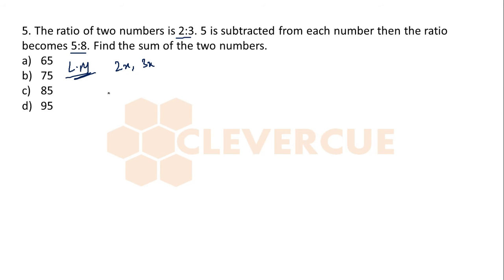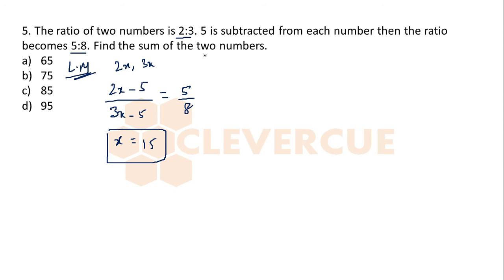Now, 5 is subtracted from them. That means 2x minus 5, and the ratio will be 5:8. The other number is 3x minus 5. So 2x minus 5 divided by 3x minus 5 will be equal to 5/8. Now, when you solve this, you get 16x on the left hand side and 15x on the right hand side. So when you subtract it, you get x. And now here you have minus 40 on the left hand side and minus 25 on the right hand side. When this minus 40 comes to the right hand side, it will become 40 minus 25, that is 15. So the value of x will be 15.